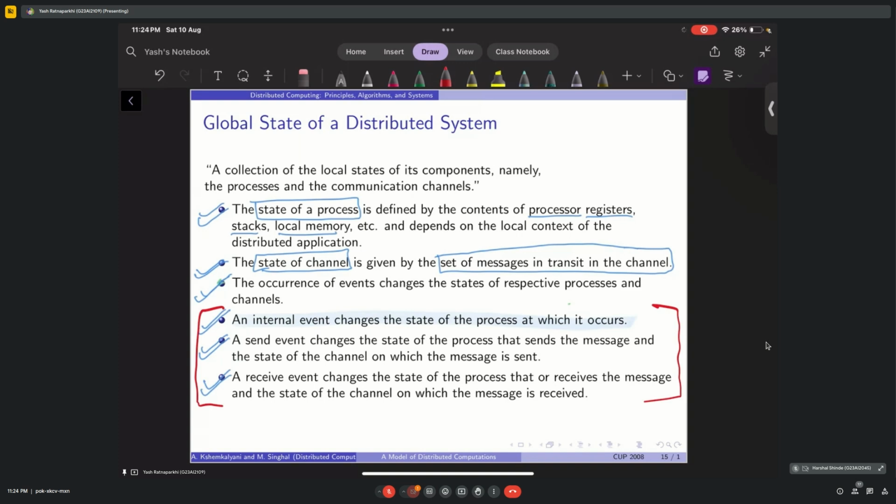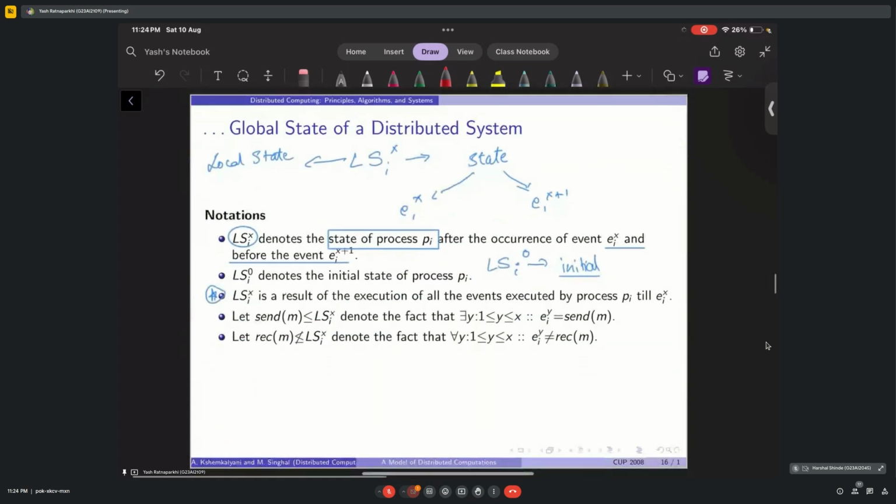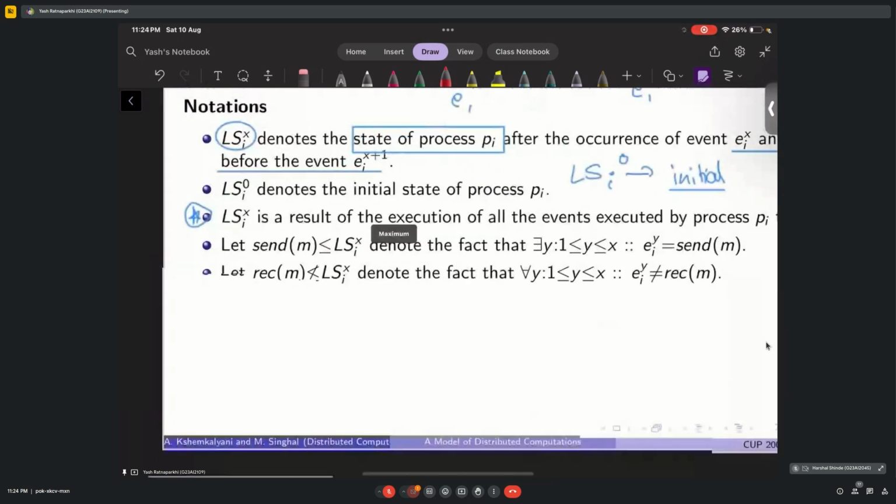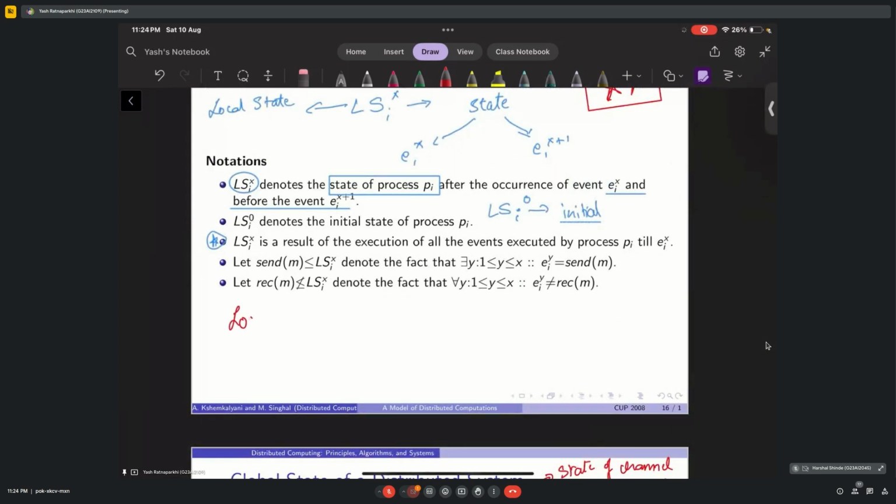If you want, you can revisit it, but I'm sure of this. Now this is a very important thing. Please guys, listen to this very carefully, because after this I will only be talking about this LS_i^x state. So please understand this. What does LS determine? LS means local state. Local state denotes the state of a process P_i after the occurrence of event e_i^x and before e_i^(x+1). Understand what I'm trying to say.